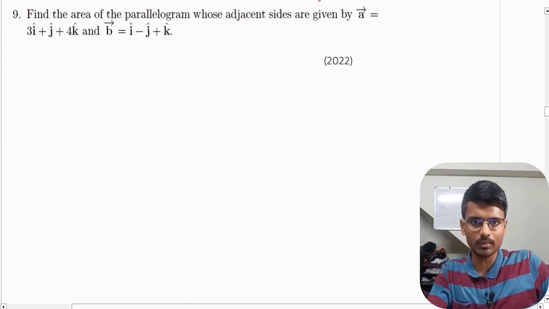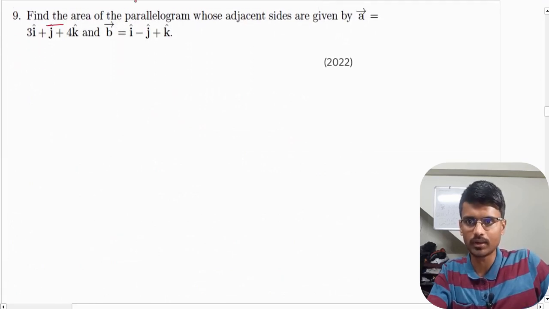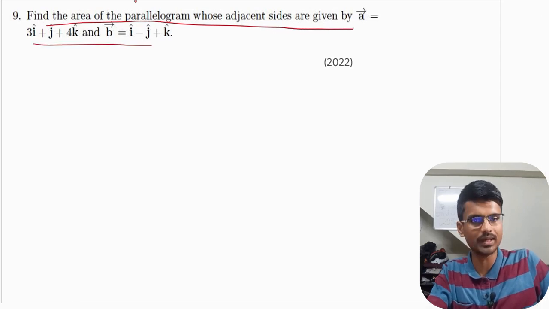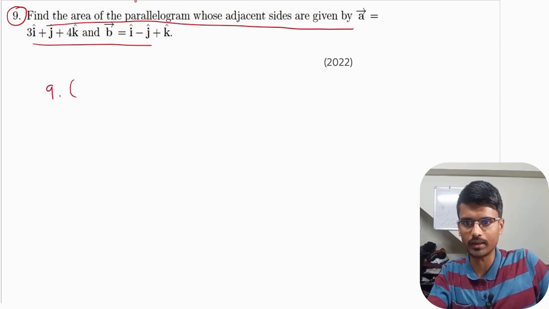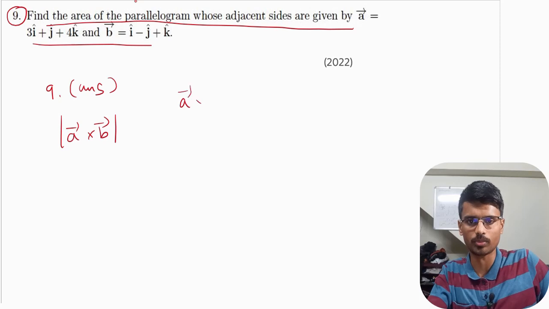So again a similar question. Here they are asking us to find the area of the parallelogram whose adjacent sides are A and B. Take this also as homework and you can tell me the answer in the comments. Put question number 9 and the answer. We just need to find the magnitude of the vector. First find the cross product and then the magnitude of this vector. That will give you the answer.